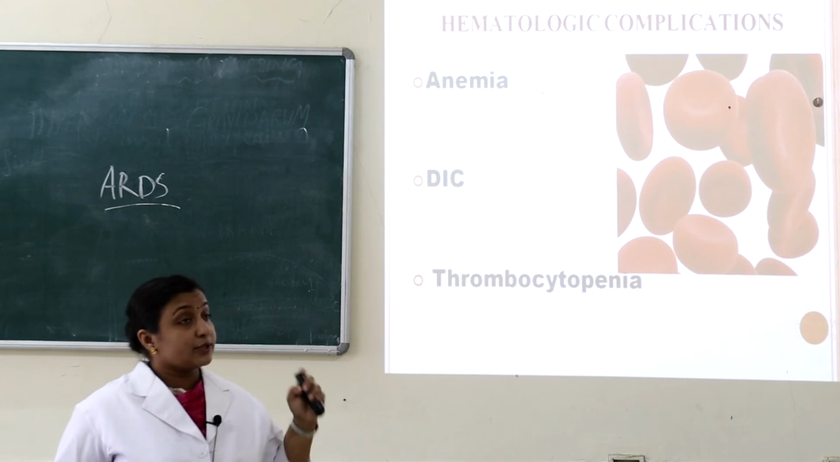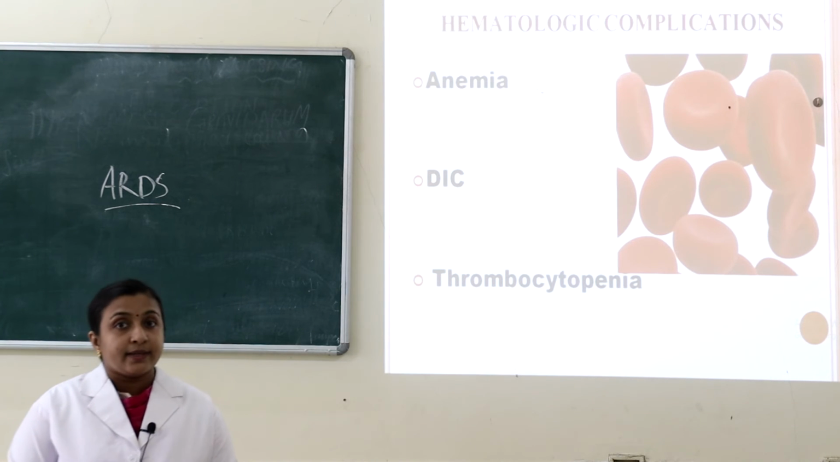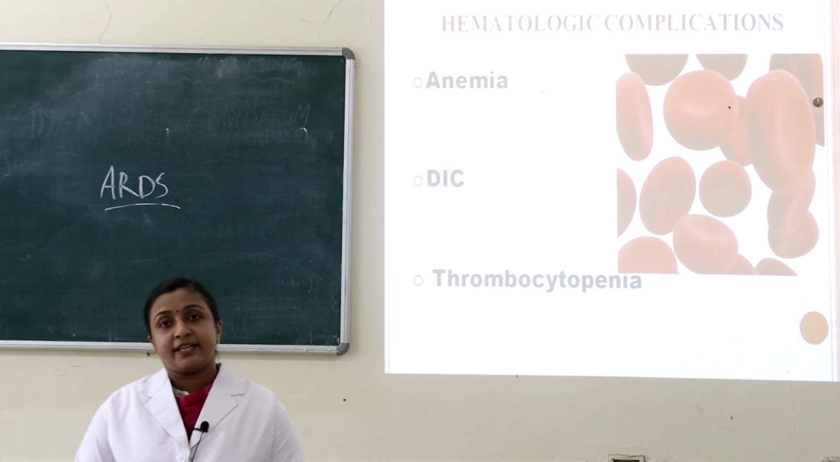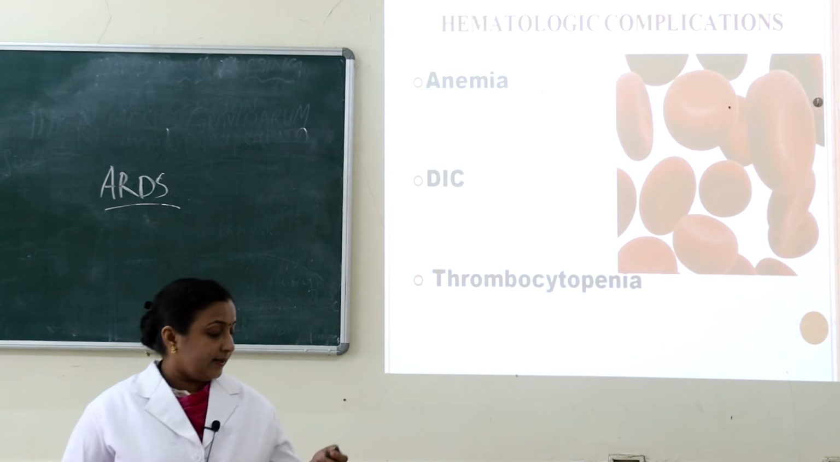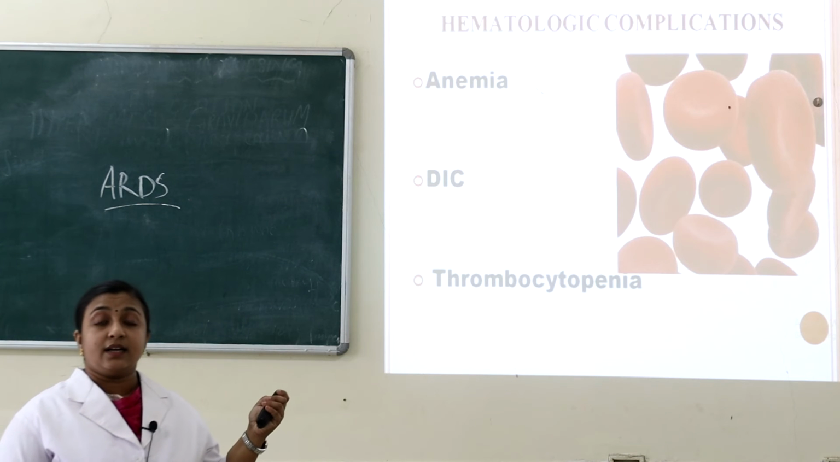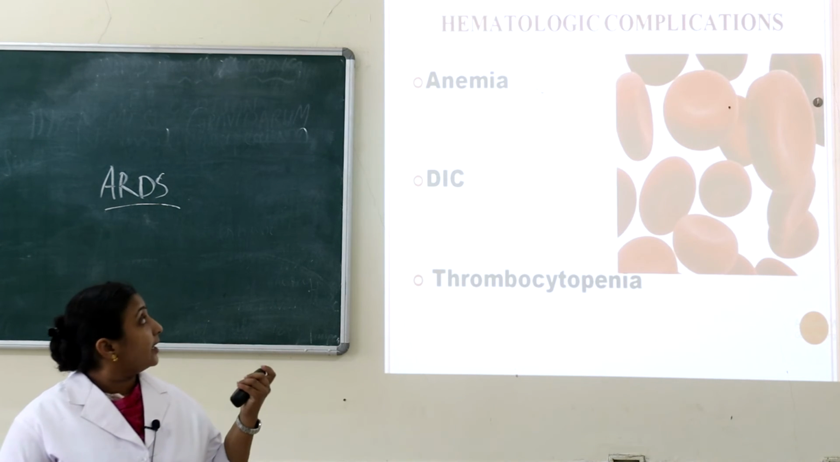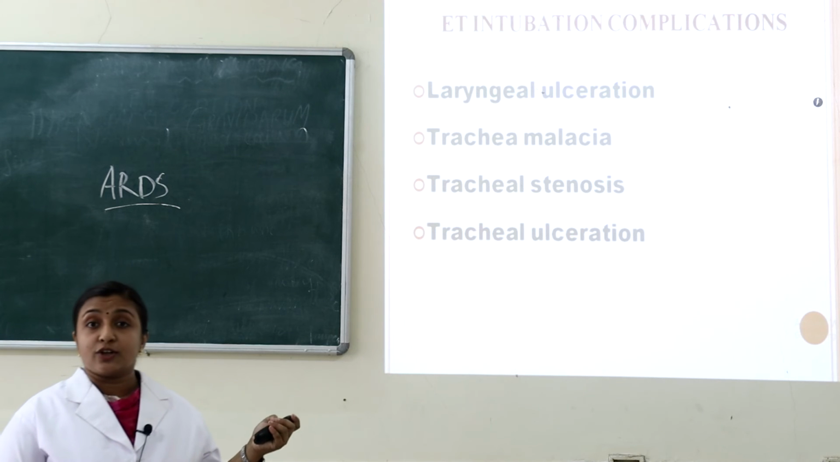Then next is the hematological complications. Hematological complications like anemia, DIC, that is disseminated intravascular coagulation, then thrombocytopenia. These all are the main three complications which occur in the blood or the hematological system. The next is the ET intubation complications.